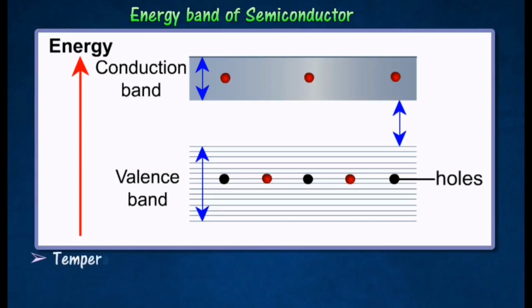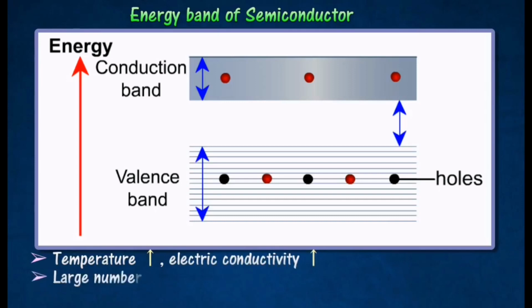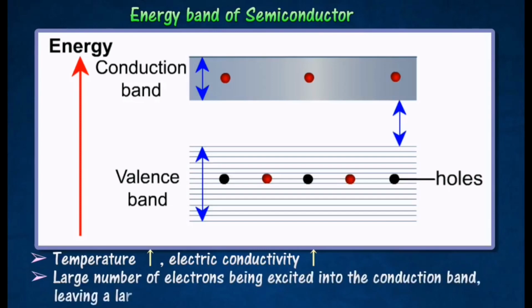As temperature rises, the electric conductivity of the semiconductor increases, caused by a larger number of electrons being excited into the conduction band, leaving a larger number of holes in the valence band.